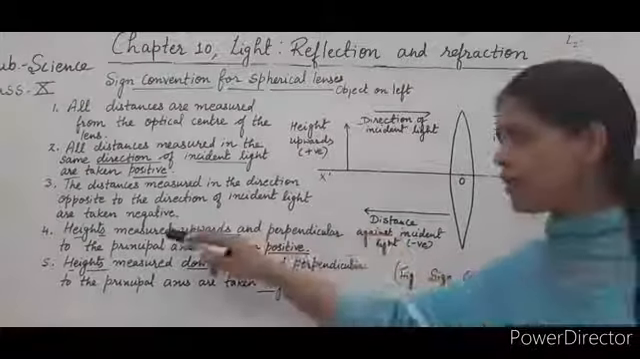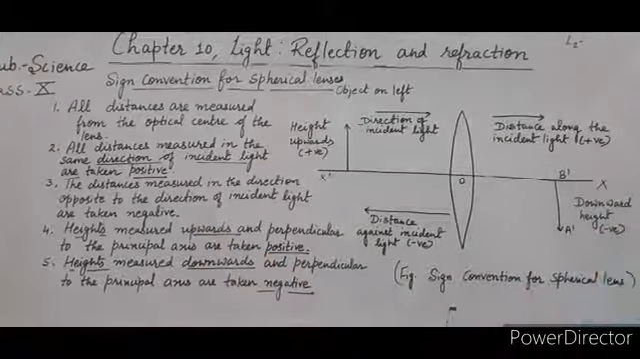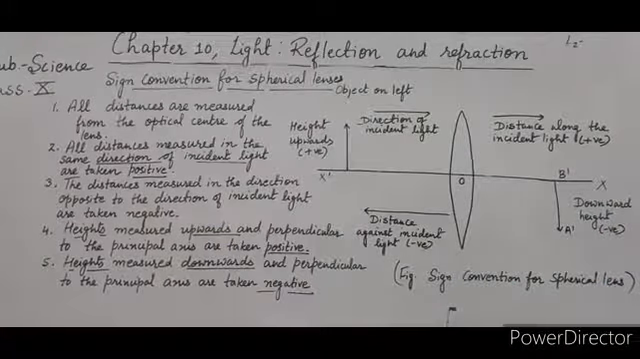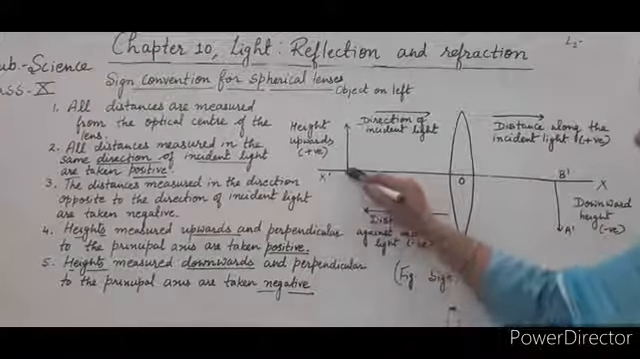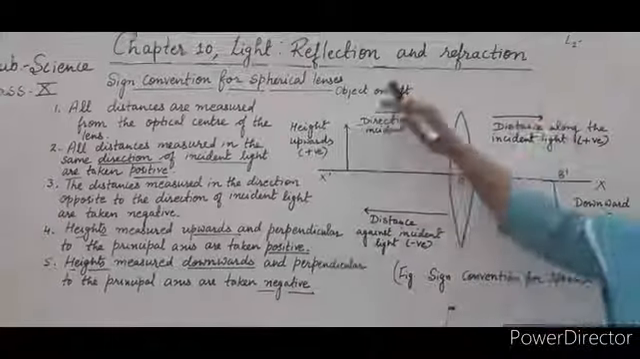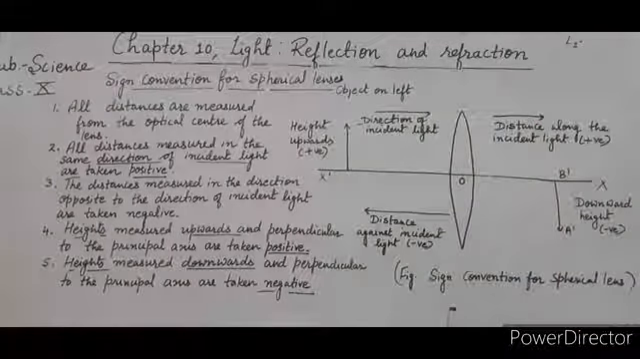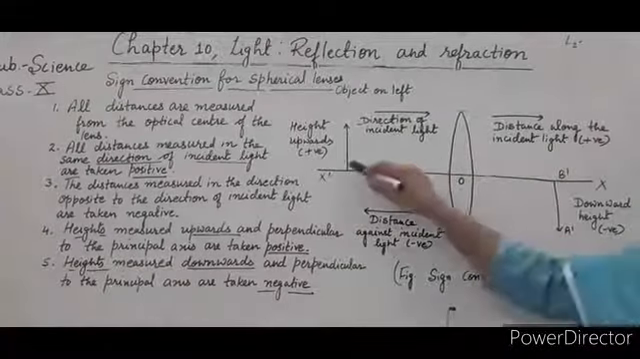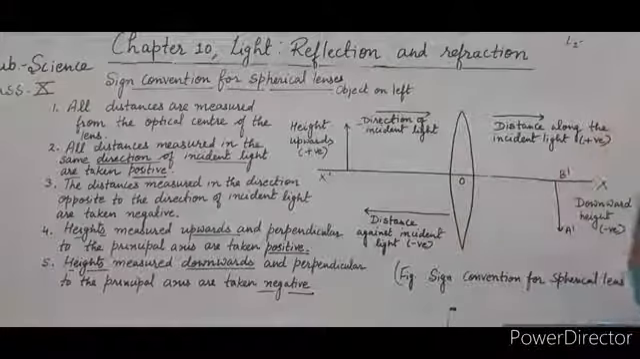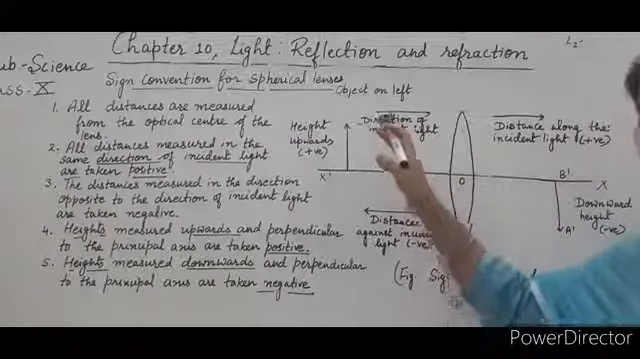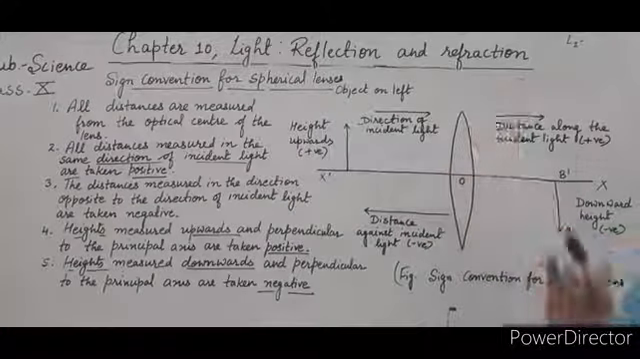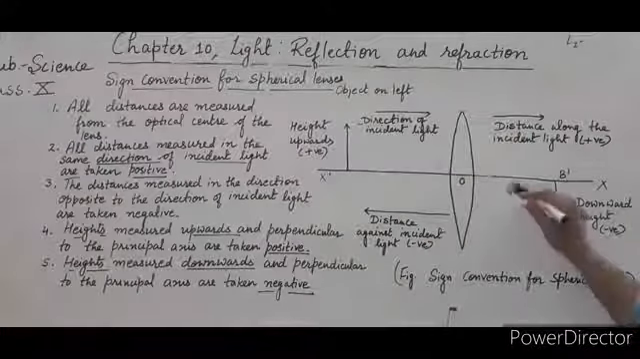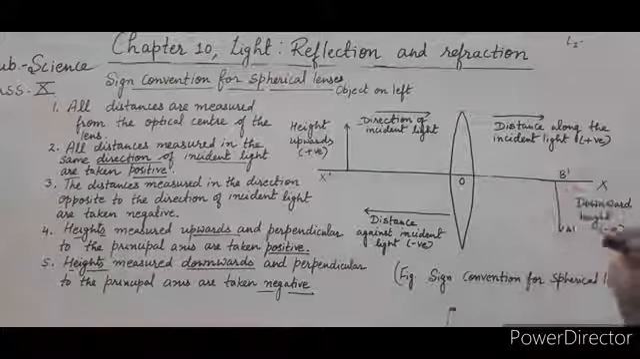Fourth point, heights measured upward and perpendicular to the principal axis are taken as positive. This is the principal axis, X dash. So heights upwards, above the principal axis, are taken as positive. So the object height is taken as positive. And a virtual image above the principal axis is taken as positive. An inverted image is taken as negative.